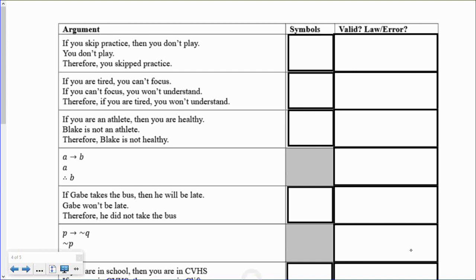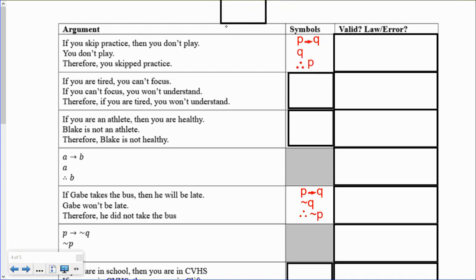So, like I've been saying, your first statement is always what? P to Q. So that's the first thing you're going to do. You always start that way. So if you skip practice, then you don't play. P to Q. The second line is you don't play. What is that? It's Q. It's just Q. They didn't change anything. It started as negative, so if it stays negative, they didn't change anything. So it goes P to Q, then it states Q, and then what does it say at the end? Therefore P.